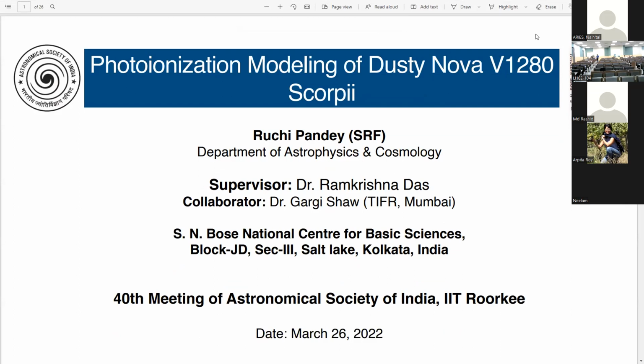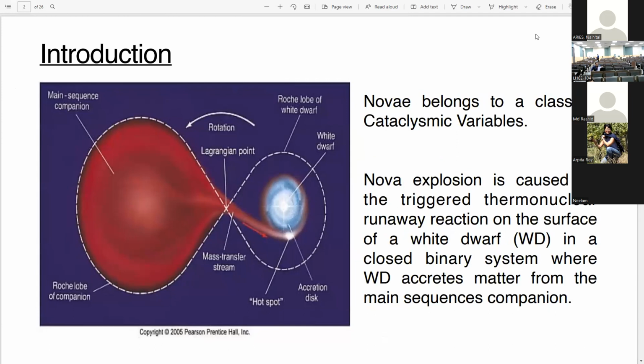Today I'll be talking about the photoionization modeling of dusty nova V1280 Scorpio. I'm going to start by giving a brief introduction of the subject, and then I'll talk about the dust formation process in nova and what are our attempts to study this process, and then I'll end with the summary. So let's start by giving a brief introduction of the subject.